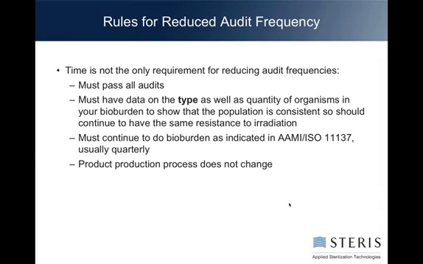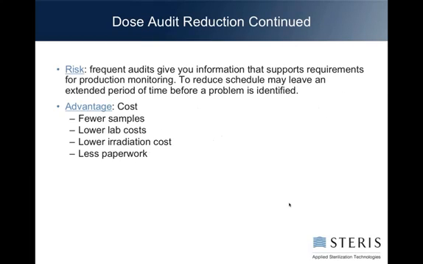You must continue to do the bioburden, so you don't stop doing testing quarterly. You still have to do your quarterly bioburden. And the product's production process cannot change. If it changes, you're starting all over in your count of 4 passing dose audits. The risk is if you reduce the frequency, you've also reduced the data you have in response to any problem you might identify in the production process.